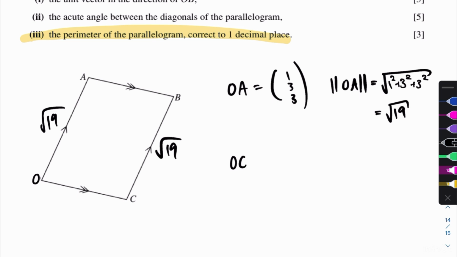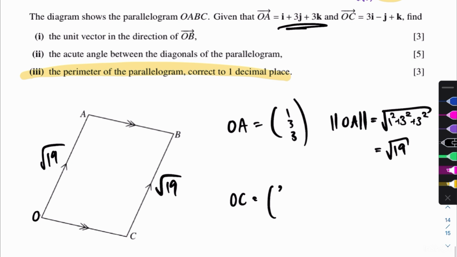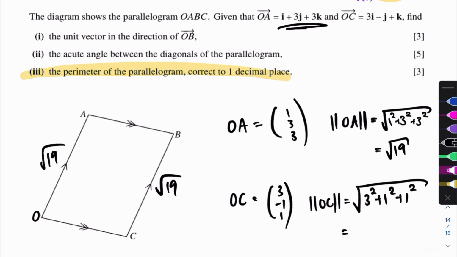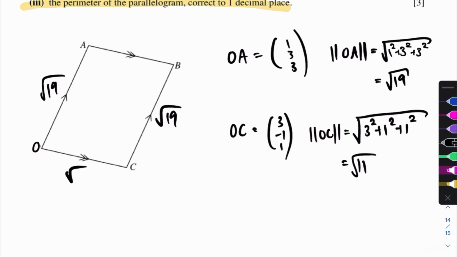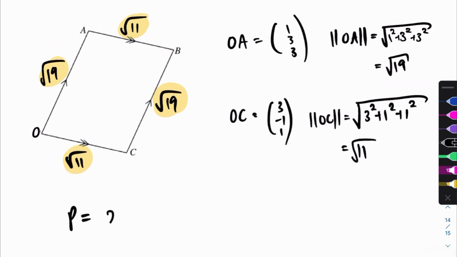Now OC's magnitude, OC is 3, minus 1, 1. So magnitude OC is going to be the square root of 3 squared plus 1 squared plus 1 squared, which is 9 plus 1 plus 1, which is 11. So root 11. So we've got root 11 here and root 11 here. Now we just have to add all of these up. So perimeter equals 2 root 19 plus 2 root 11.